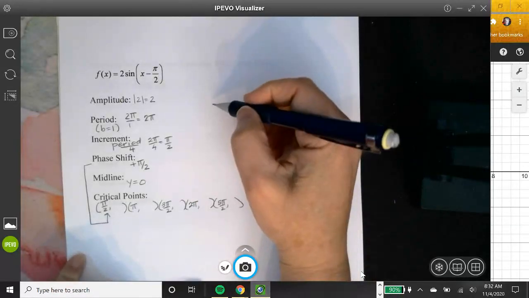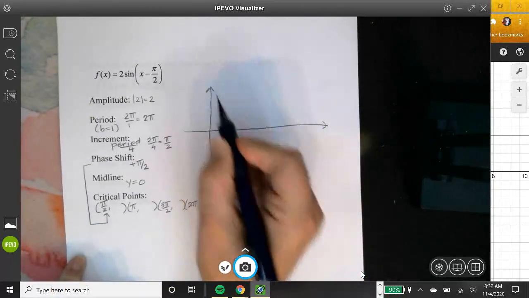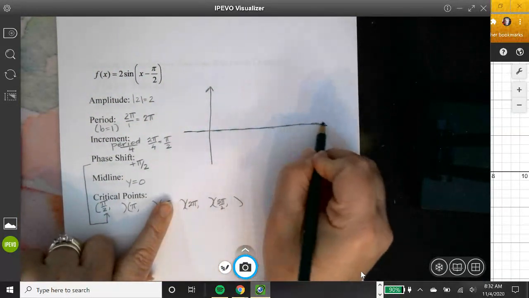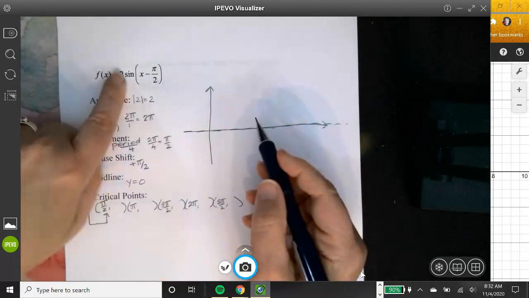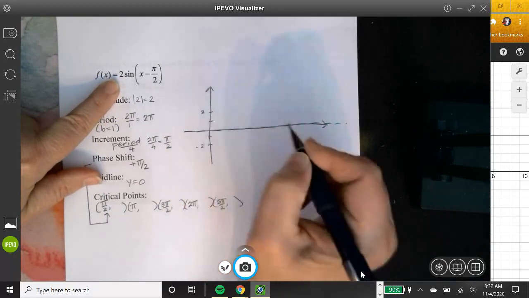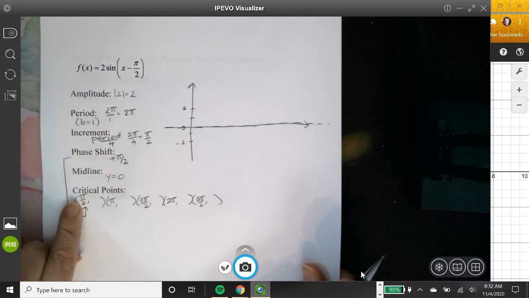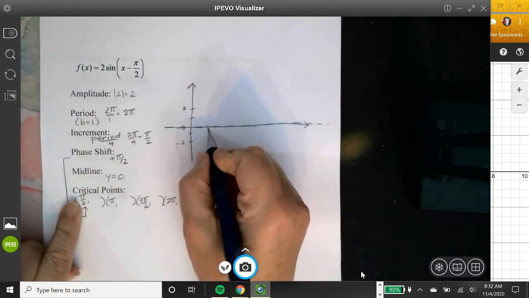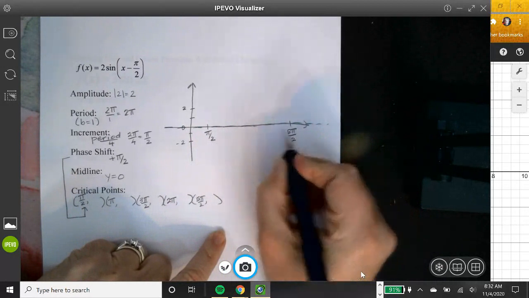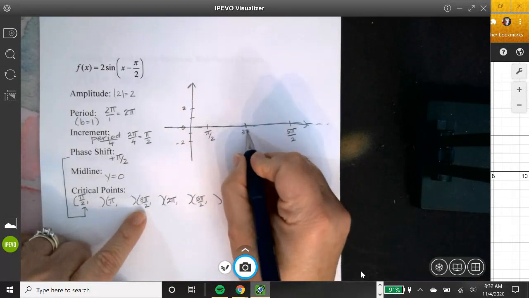And I'm going to graph my curve here, xy plane. What's my midline here? Well, my midline is 0. There it is. There's my midline. And my amplitude in this case is 2. So I'm going to go up 2 above it and 2 below it. And this is 0. Okay, and now I lay down my x values or my angle values. And I'm going to start at pi over 2. And I'm going to end at 5 pi over 2. And then in the middle is going to be what value? Well, that's 3 pi over 2.